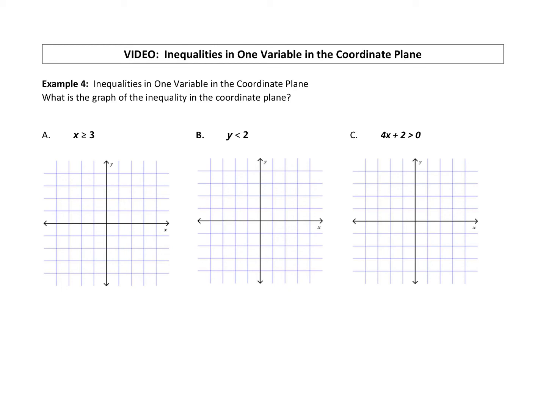All right, in this video we are going to graph inequalities in one variable, but in the coordinate plane. Last trimester, you graphed something like x is greater than or equal to 3 on a number line. You would have done a closed circle at 3, and since it's greater than, you would have shaded to the right. So how does that translate to a coordinate plane?